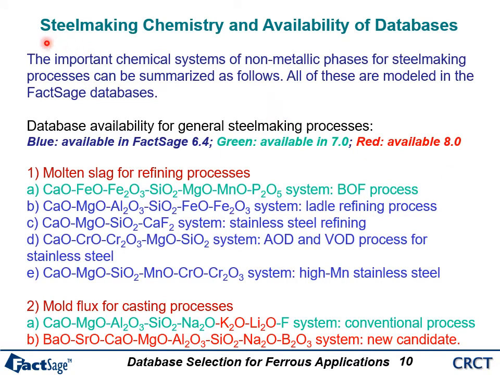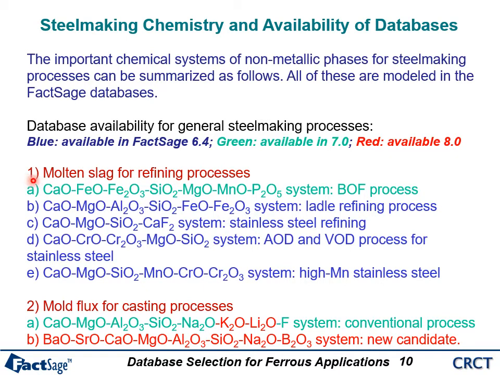So from the steelmaking chemistry point of view, this is the chemistry which we can cover from the FactSage database. As you can see here, blue shows what was available only in the 6.4 database, green was covered after the 7.0 database, and then red is covered by the new database, FactSage 8.0.